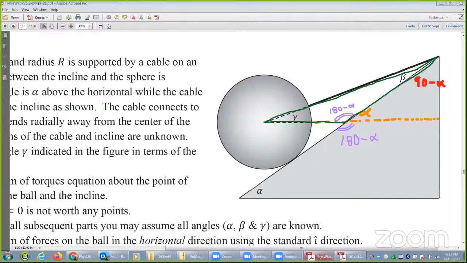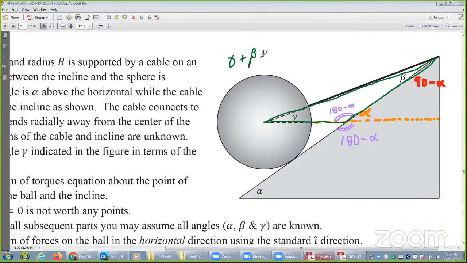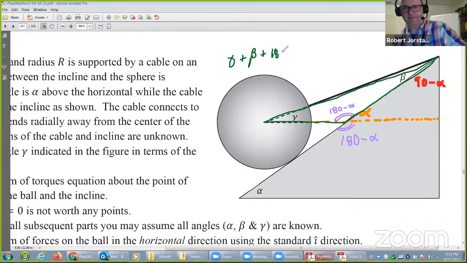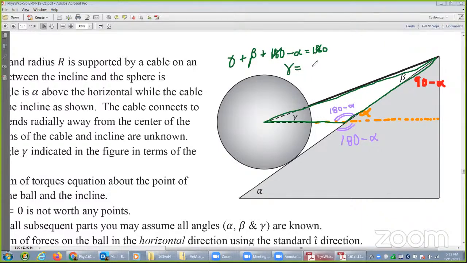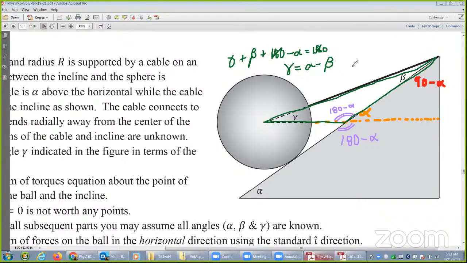Well, all those angles have to add up to 180, right? Yes, the angles inside that triangle. So we see that gamma plus beta plus 180 minus alpha have to add up to 180 because they're all inside a triangle. The 180s drop. What's gamma? Alpha minus beta. And that's not necessarily what you were saying with your ratio thing. Do you agree? Yeah. All right.